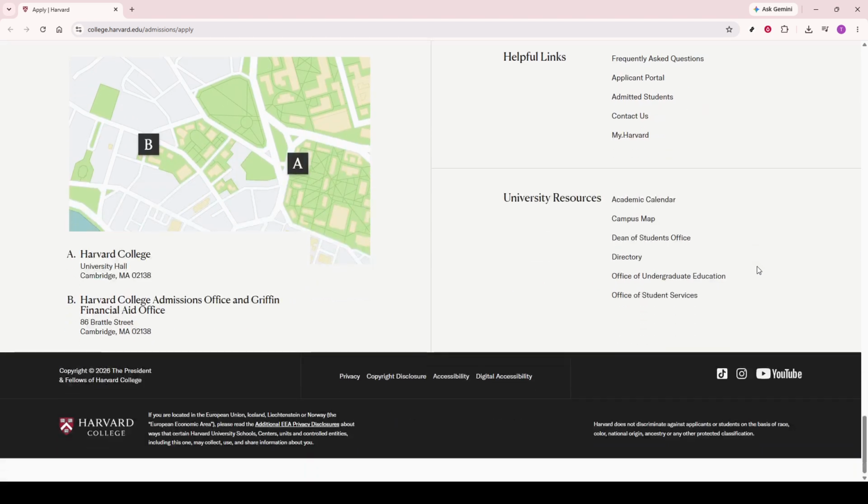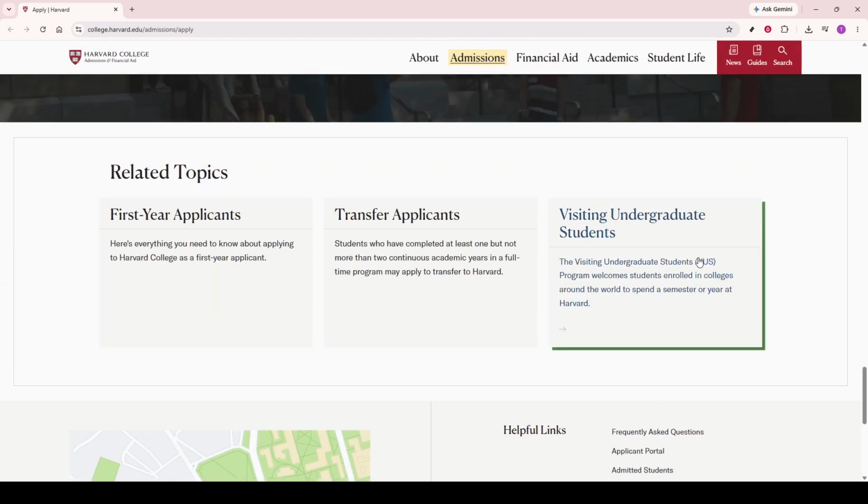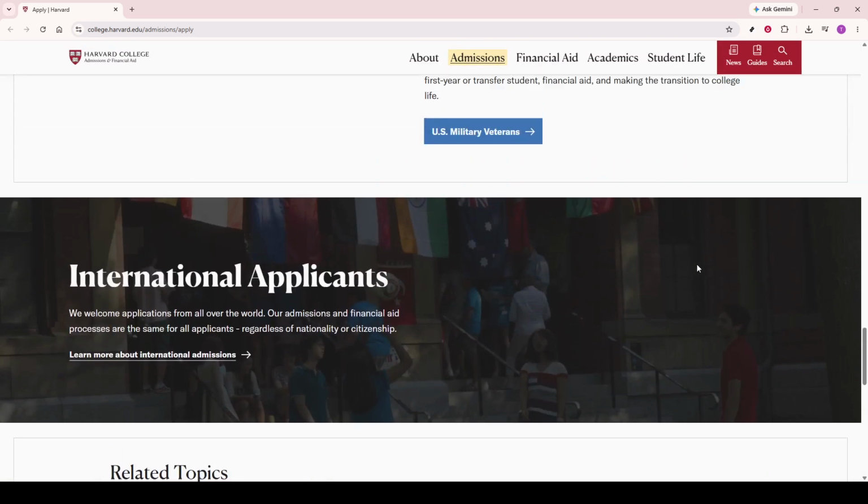You'll also need letters of recommendation. Harvard requires 2 teacher recommendations, and these should come from teachers who know you well and can speak about your academic performance in the classroom. On top of that, your guidance counselor must also provide a recommendation letter.